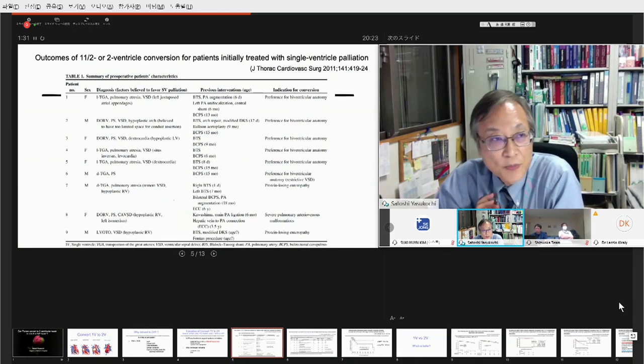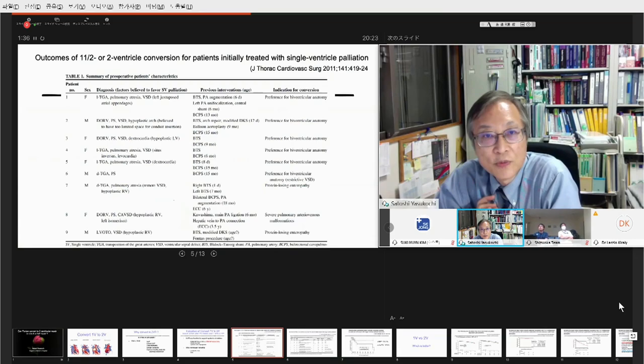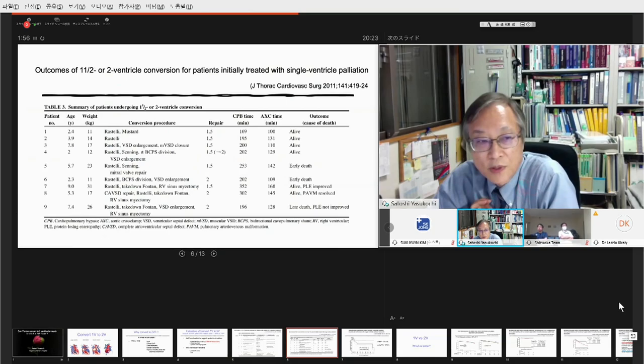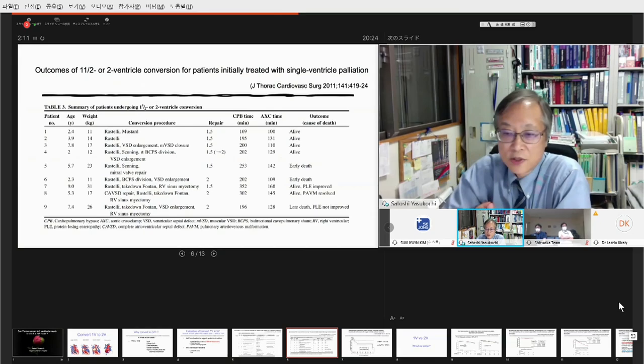They reported the outcome of 1.5 to two ventricular conversion for patients initially treated with single ventricular palliation. They reported 9 cases. Most of the indications for conversion were protein losing enteropathy or severe pulmonary arteriovenous malformation and so on. Six of the 9 cases survived, and PLE was also improved. But they lost 3 cases: 2 were early deaths, and 1 was a late death.